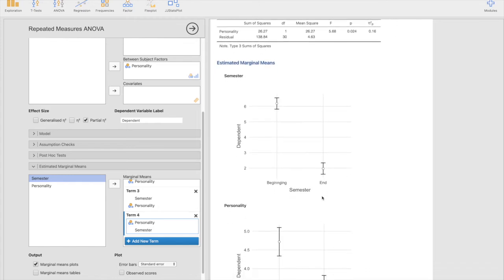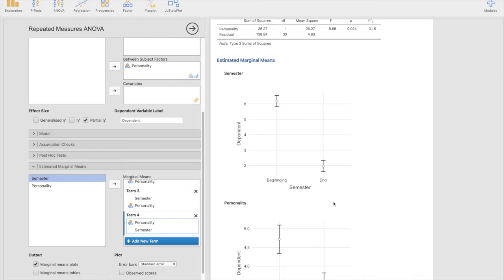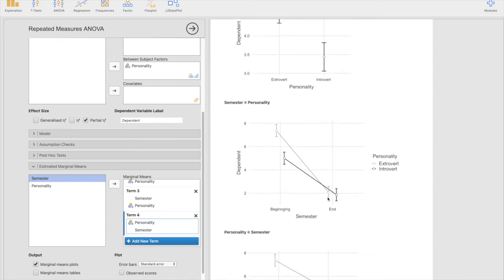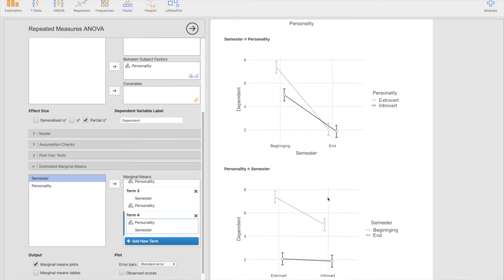So for the main effect of semester, participants were happier at the beginning than they were at the end. For the main effect of personality, extroverts were happier than introverts. For the interaction, I gotta kind of look at these two graphs and make sense of them. So it looks like for extroverts, as the semester went from the beginning to the end, their happiness dropped more than introvert happiness did. So that's what I'm seeing here.